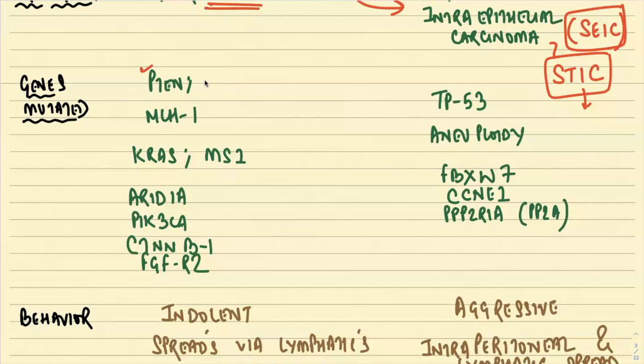So the genes which are mutated in the type 1 endometrial carcinomas include PTEN mutation, MLH1, that is the microsatellite instability, KRAS, MSI, then ARID1A, PIK3CA, CTNNB1, that is the beta-catenin mutation, and FGFR2. These are the group of genes which are mutated, which I'm going to elaborate with the help of a diagram also. Whereas in the type 2 carcinomas, the TP53 mutation is far more common. Aneuploidy is also there. And there is involvement of FBXW7, CCNE1, and PPP2R1A or PP2A gene mutation, which is also involved in type 2 endometrial carcinoma.